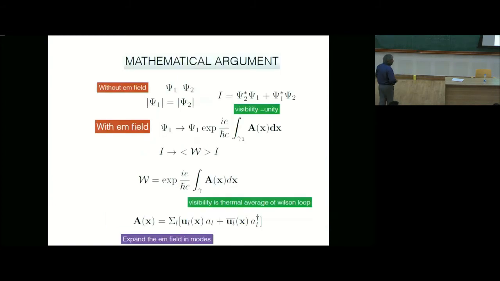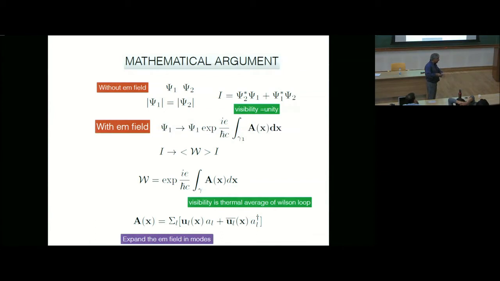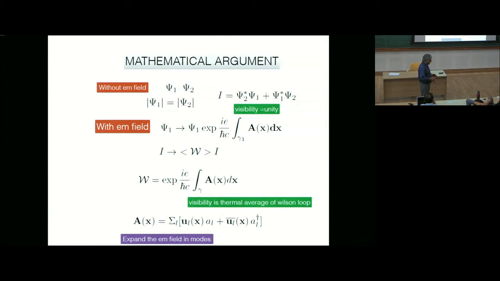Now, let me get to the mathematical argument. Are the slits also accelerating? The slits are at rest in the accelerating observer's frame, which means that they're accelerating with respect to the inertial observer. And the screen? Everything. The whole apparatus. Yeah. So this guy works in his own rest frame.